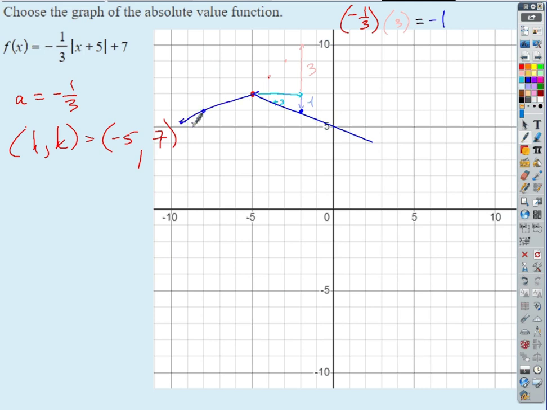Does that one make sense? Does that fit the A? So the 1/3 part is telling us it's been compressed because it's less than 1, and the negative part means it's been flipped. Okay? All right?